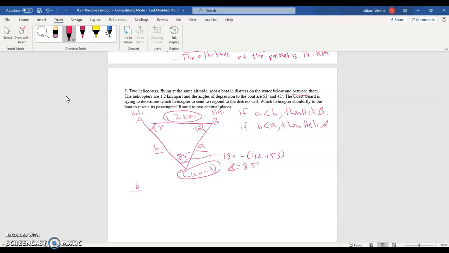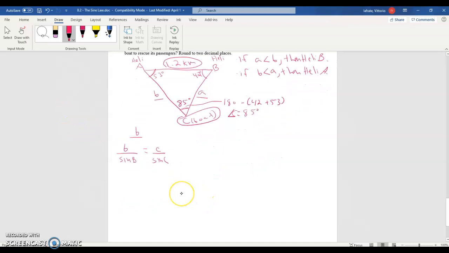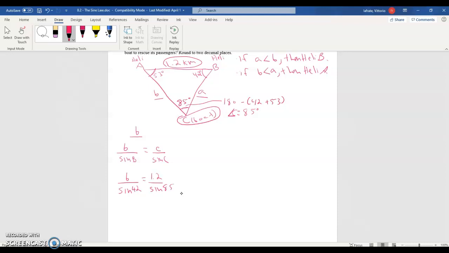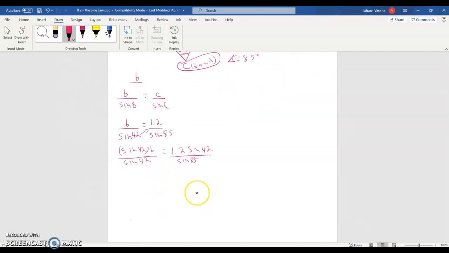And so what I know is I want to find the length. So I know that B over sine of B is equal to length C over sine of C. And so my B is unknown. My angle B is 42, it's the opposite of side B, is equal to my C, which is 1.2 kilometers, over sine of the angle C, which is opposite, we just found it, 85. I can multiply both sides by sine 42 or just send the 42 to the other side, so I get sine 42 times B over sine 42 is equal to 1.2 sine 42 over sine 85. And so that cancels out the sine 42.